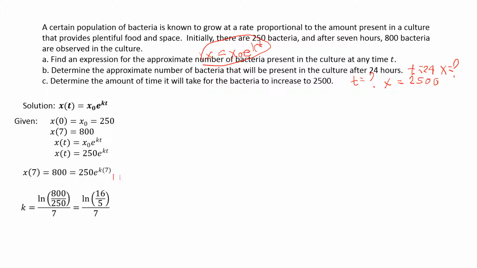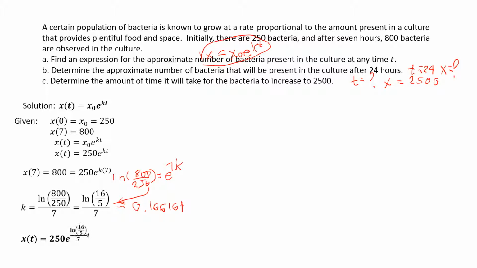That is ln of 800 over 250 is equal to e to the 7K. And therefore, we can solve for K. Now, this K is approximately equal to 0.166164. So that's the value of our K.